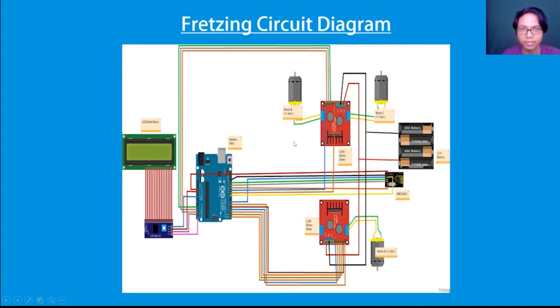Next is the Fritzing circuit diagram. This is the circuit diagram that we constructed using the Fritzing software. This is the physically constructed circuit diagram. You can see there are the Arduino Uno, the LCD drink menu, motor B, motor C, and the motor drivers. There are 2 motor drivers, and then motor A. Motor A is connected to this motor driver, and the other motor driver is connected to motor B and motor C.